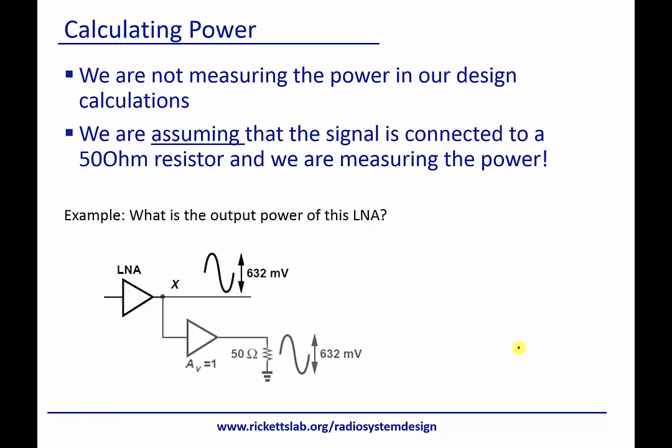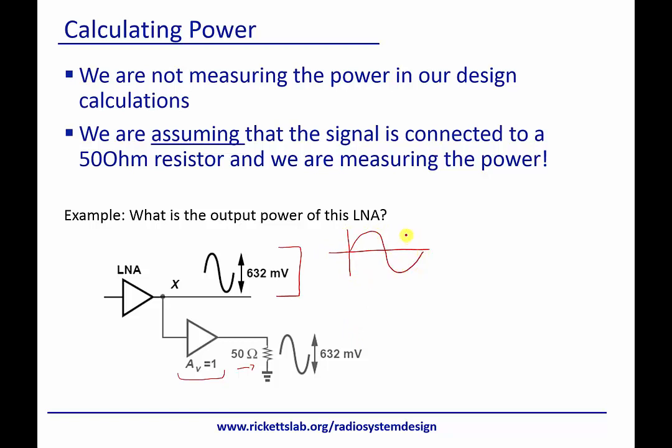Let's do a quick example. This is a low noise amplifier. It's basically an amplifier, and the output of the amplifier gives us 632 millivolts. This might be what you measure on an oscilloscope or in a simulator, and we want to know what the power of that signal is. To calculate the power, you can think of this as a buffer of 1 putting the signal into a 50 ohm load and figuring out what the power of that would be. Let's look at this real quick. We've got 632 millivolts.